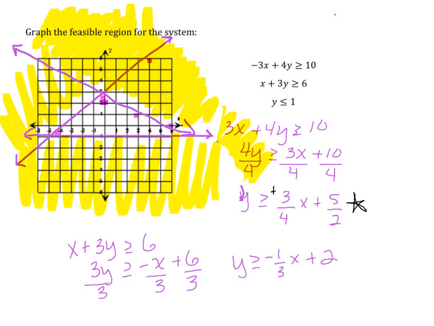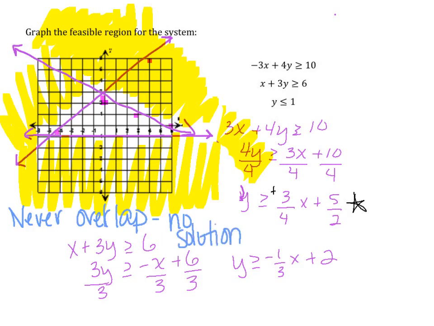Is there any location where they are all shaded together? No, they never overlap. Well, they never all overlap, I should say. So there is no solution, since there is no feasible region.